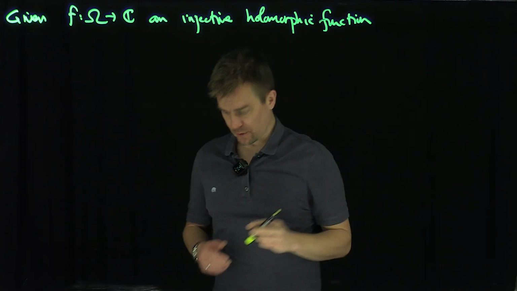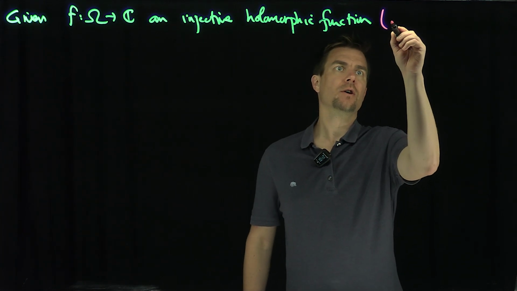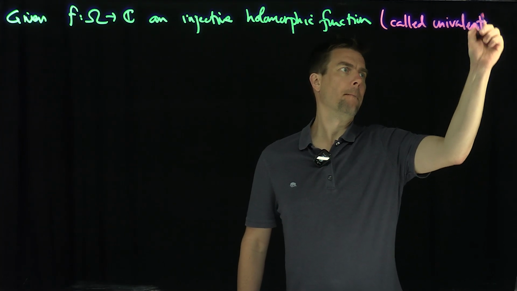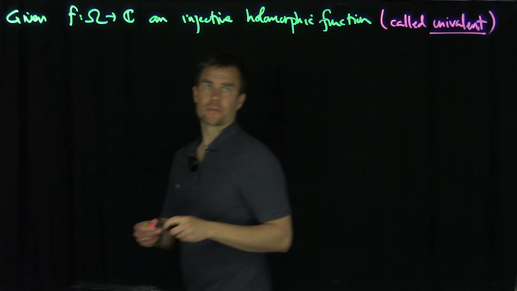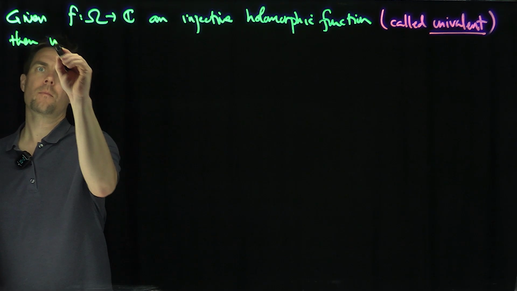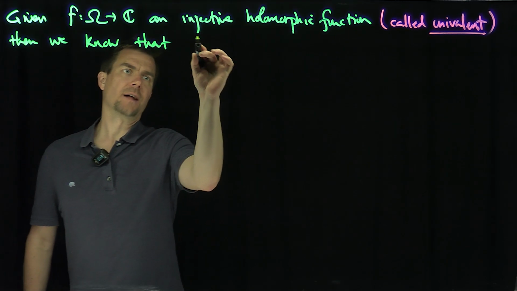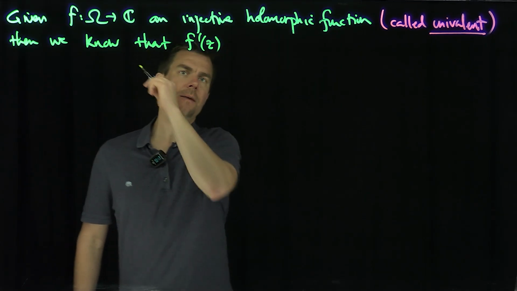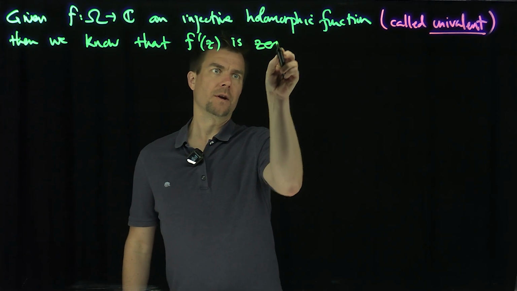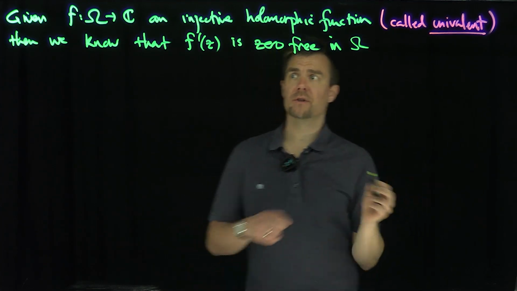These injective holomorphic functions are sometimes called univalent functions. So you're going to see the word univalent in a lot of textbooks. That's what univalent holomorphic functions are. Then we know from previous work that f prime of z is zero free in omega. We proved this in the previous video.